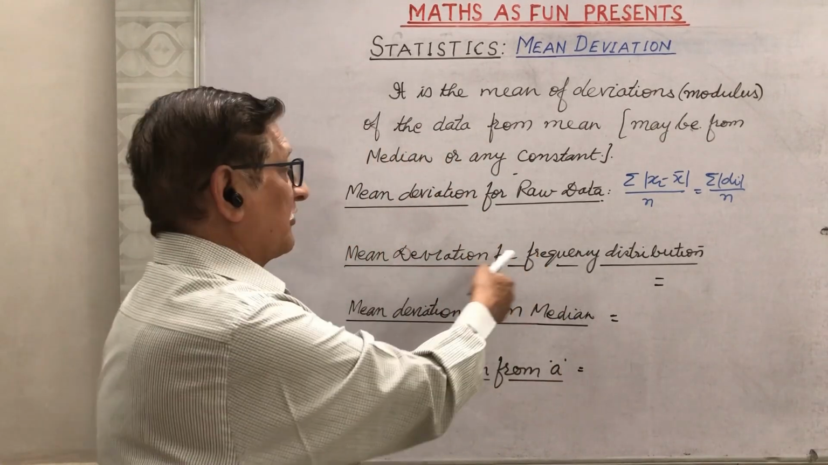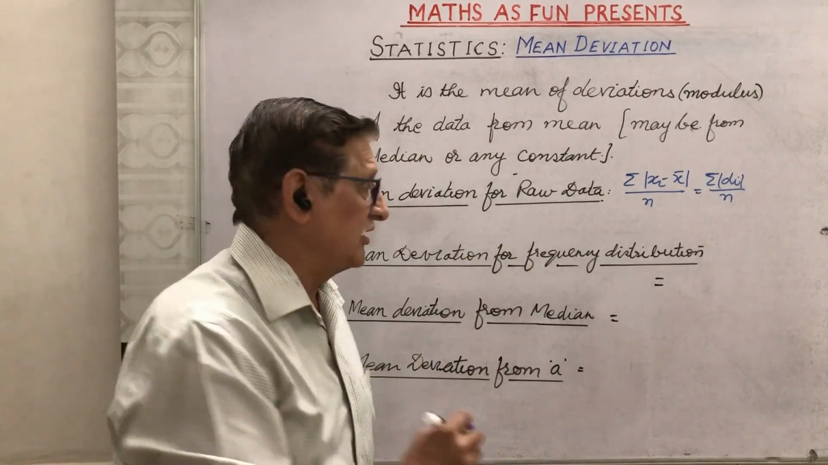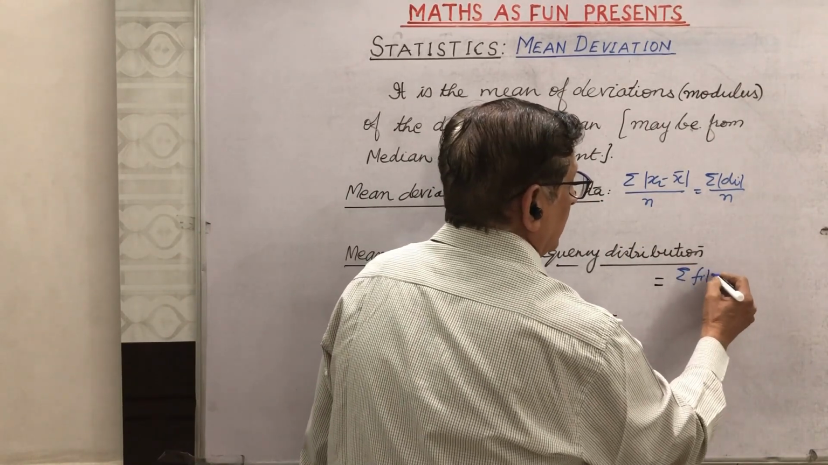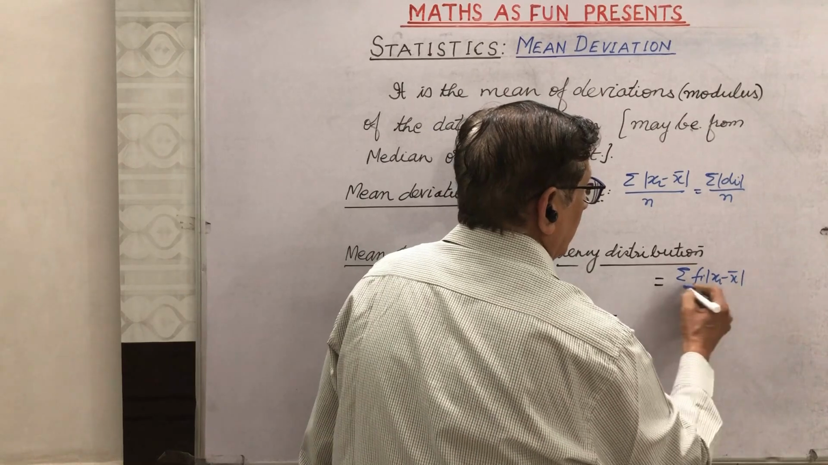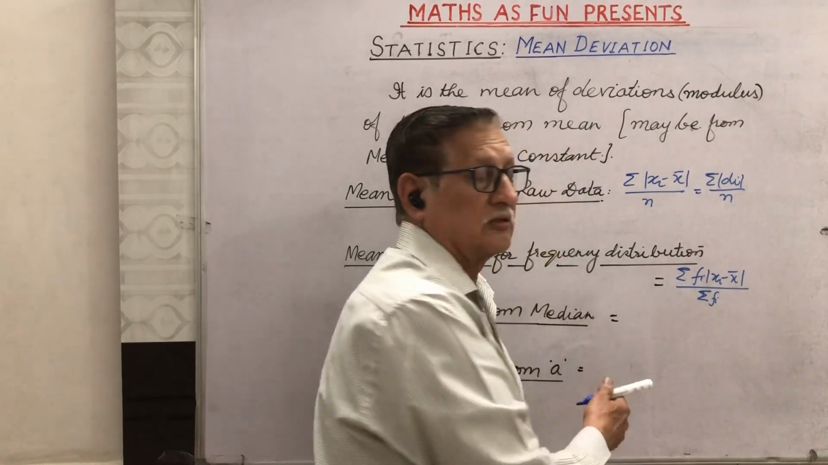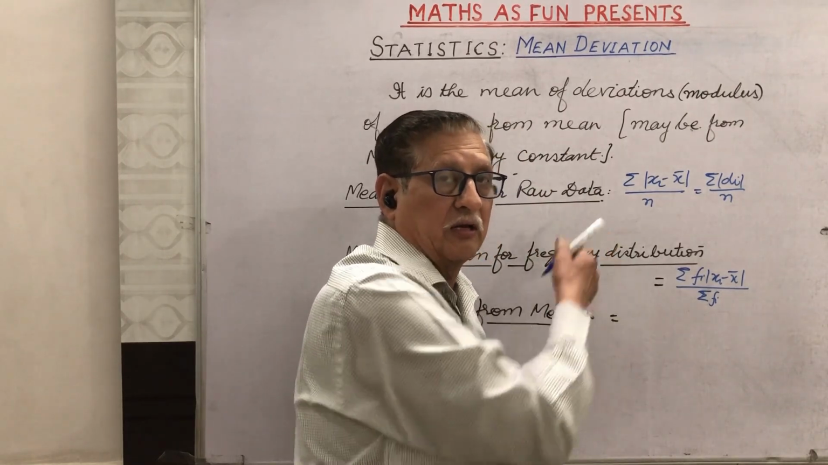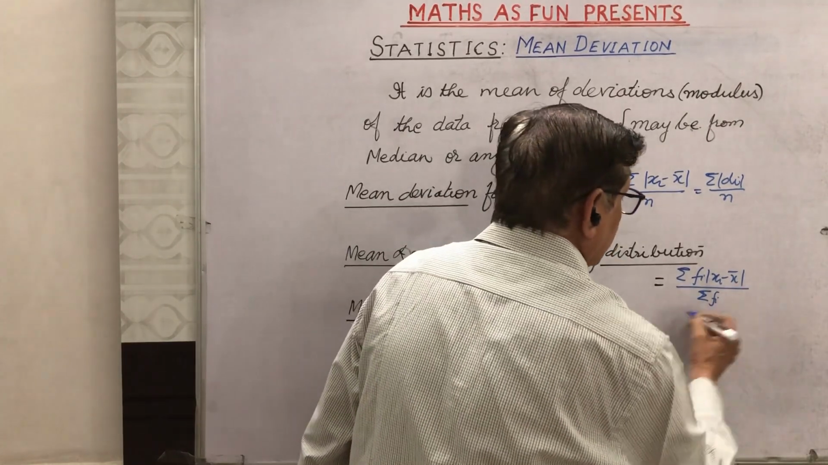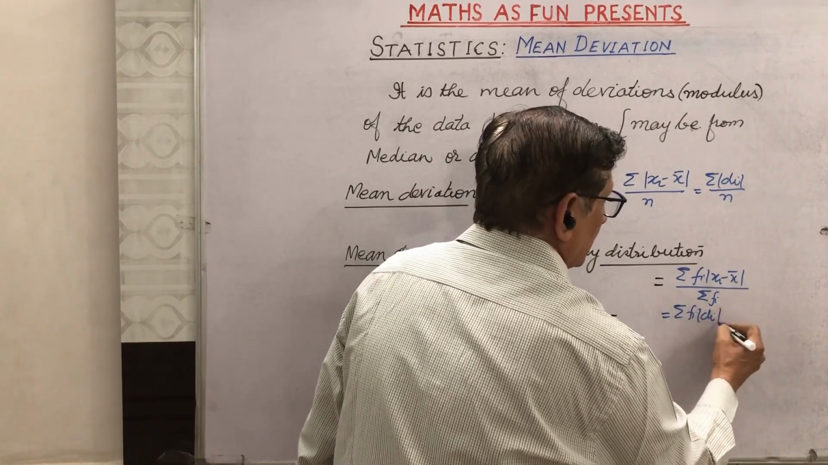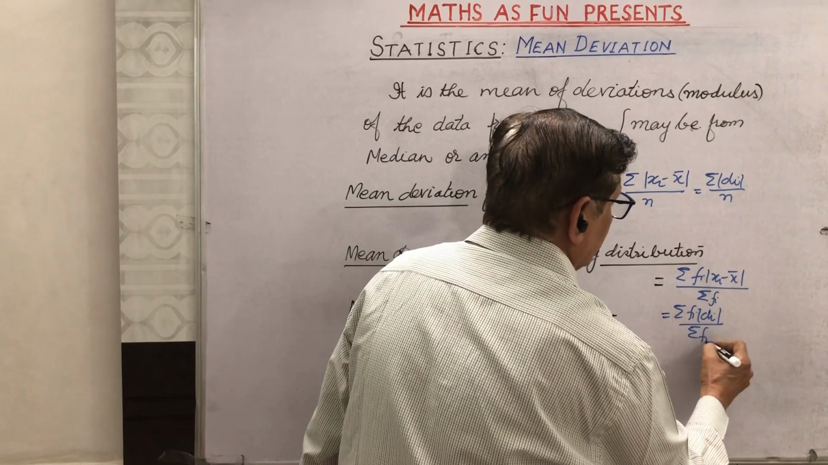Now suppose it is a frequency distribution, then the formula for mean deviation will be sigma fi into modulus of xi minus x bar divided by sigma fi, because we call the sum of the frequencies n. Or we can also write this as sigma fi into modulus of di divided by sigma fi.